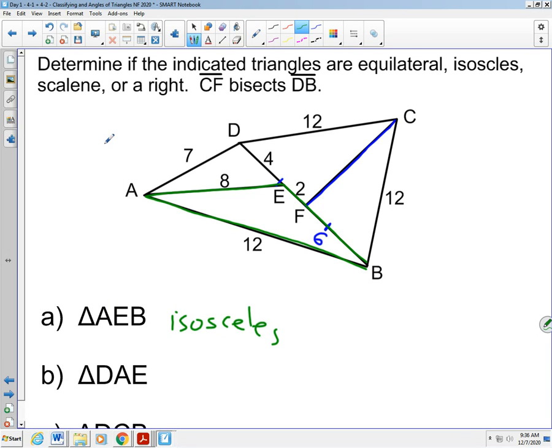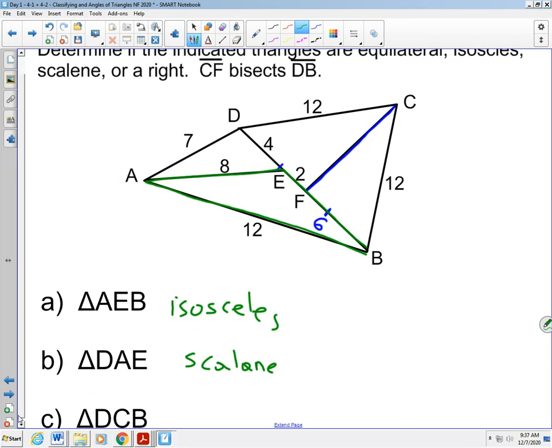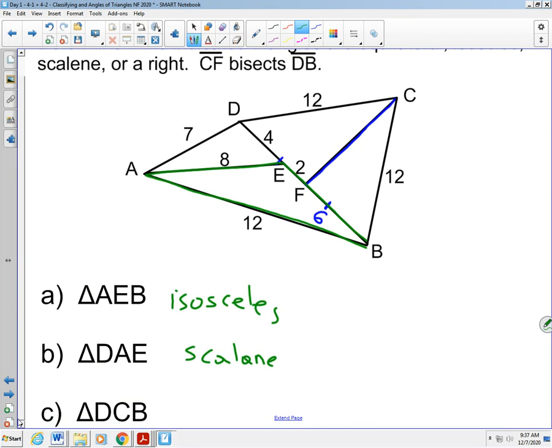The next question is triangle DAE. Triangle DAE would be scalene. And the last one is triangle DCB, which is the big one. And the big triangle would be equilateral because each side is 12 units.